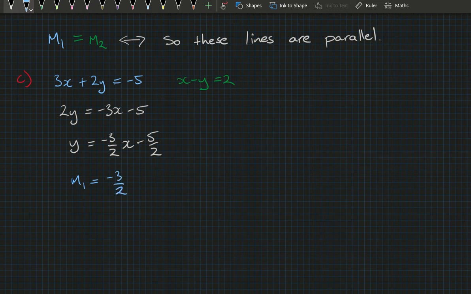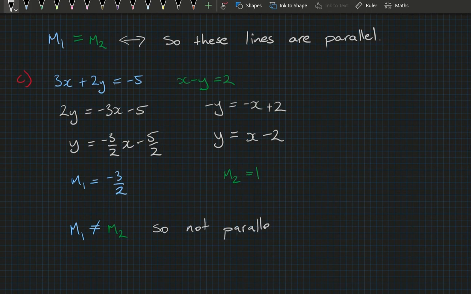And for the green equation, if I subtract x from both sides, we get minus y equals minus x plus 2. And multiplying or dividing by minus 1 on both sides of this equation gives us y equals x plus 2. Sorry, I meant minus 2. So m2 is equal to 1. Now because m1 is not equal to m2, they are not parallel.